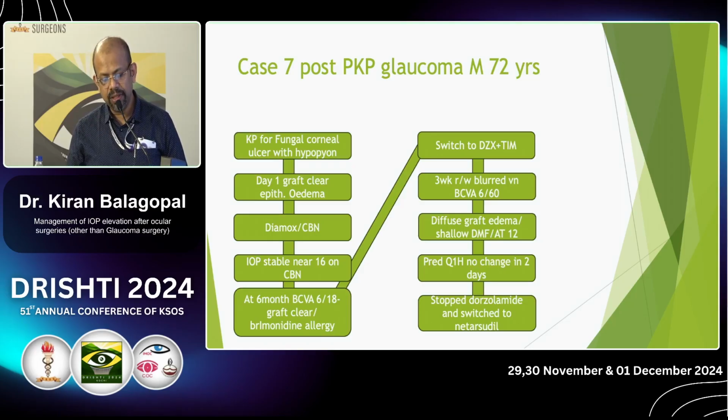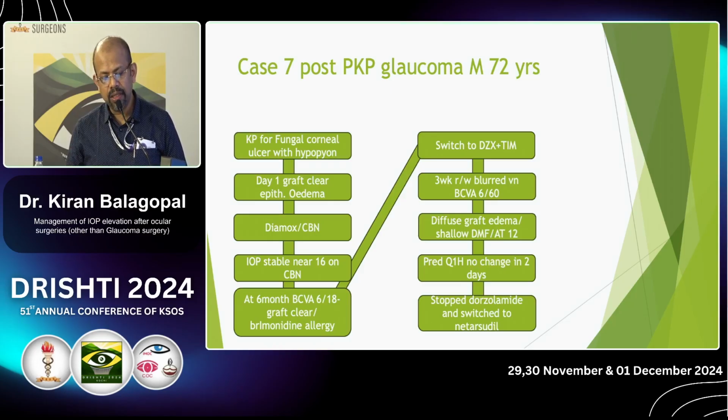At 6 months everything was clear when the patient developed a brimonidine allergy. So switched to dorzolamide plus timolol combination. Then again IOP was normal but presented after 3 weeks with blurred vision, 6/60. There was diffuse graft edema, shallow DM folds, and AT was 12.